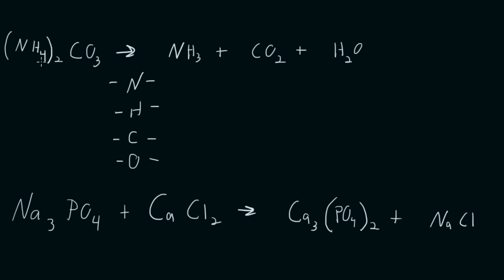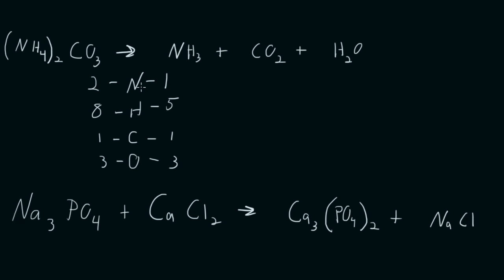On my left side, I've got NH4. This is going to be ammonium, and there's going to be 2 ammoniums in this. That means I've got 2 nitrogens. Hydrogens, I've got 2 times 4 is 8. Carbons, I've got 1, oxygens, 3. On my right side, I've got 1 nitrogen, and I've got 3 hydrogens here and 2 of them here. That means I'm going to have 5. And then carbon, I've got 1, and oxygen, I've got 1, 2, 3.